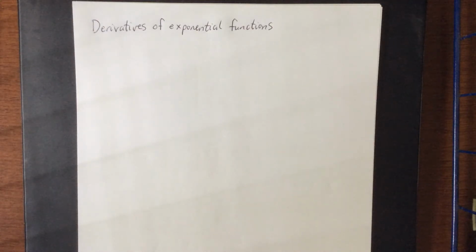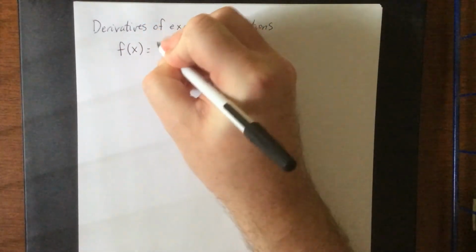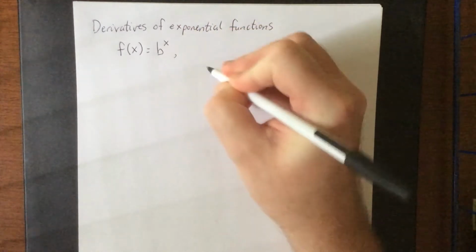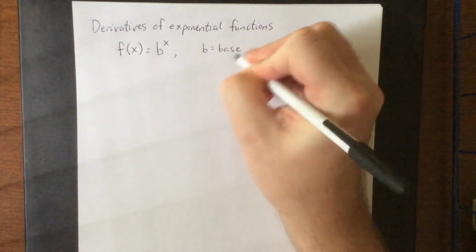In this section, we're going to be defining derivatives for both exponential as well as logarithmic functions. We're going to start with the exponential functions. So if you'll kindly recall, an exponential function takes the form f of x is equal to b raised to the x power, where b is referred to as the base of the exponential.